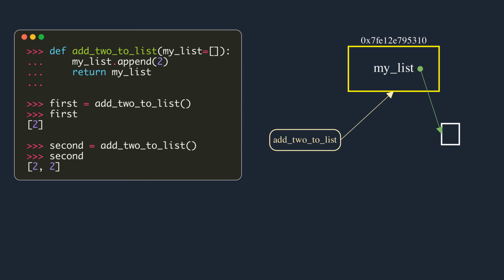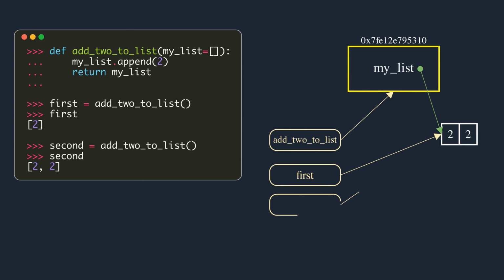When we call the function for the first time, 2 is added to the default list. And our variable first becomes a reference to this list. The same thing happens again when you call the function. 2 is again appended to the default list, and the variable second becomes another reference to it. Note that I'm using a list here, but this behavior is the same if you use any mutable container types like a dictionary or set or something else.